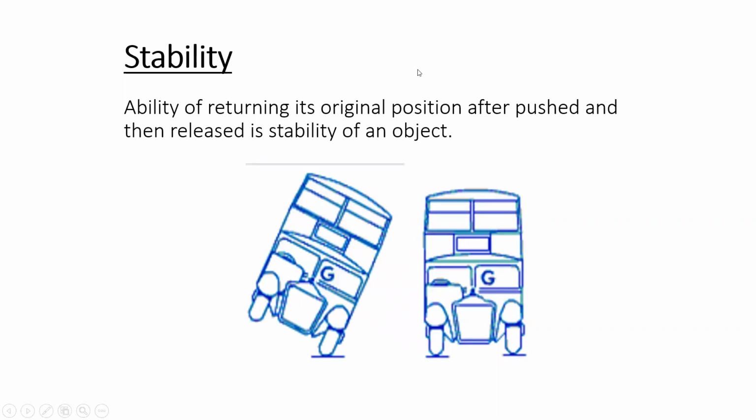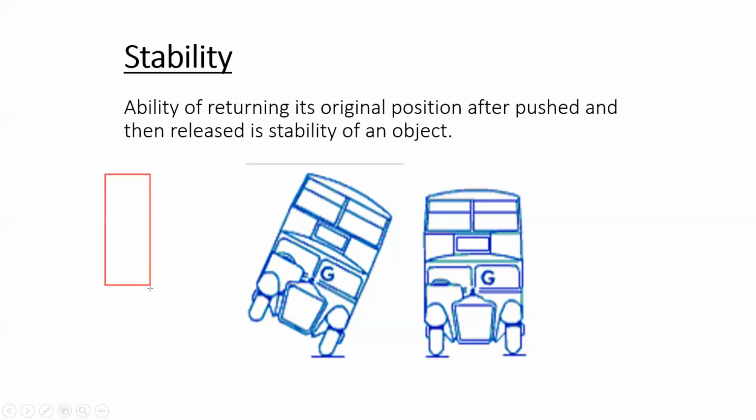Then the stability of an object. The term stability means the ability of an object to return to its original position after a push and then release. If an object can return back to its position by itself, we say the object is stable. If the object does not return back to its original position, we say the object is unstable.